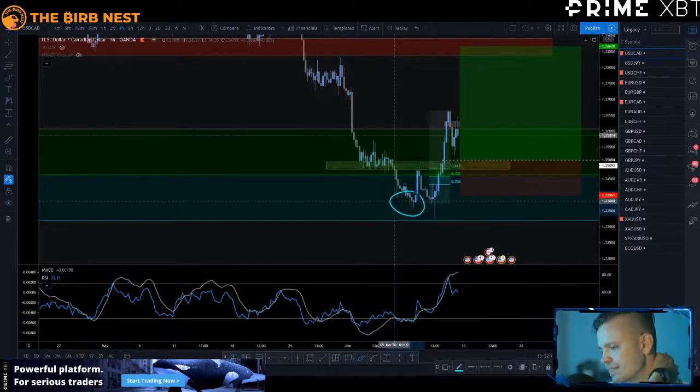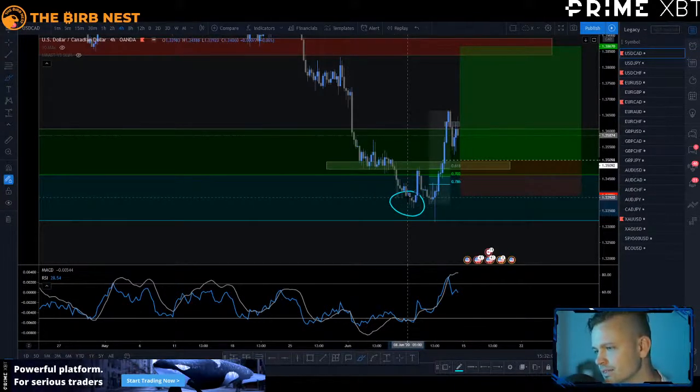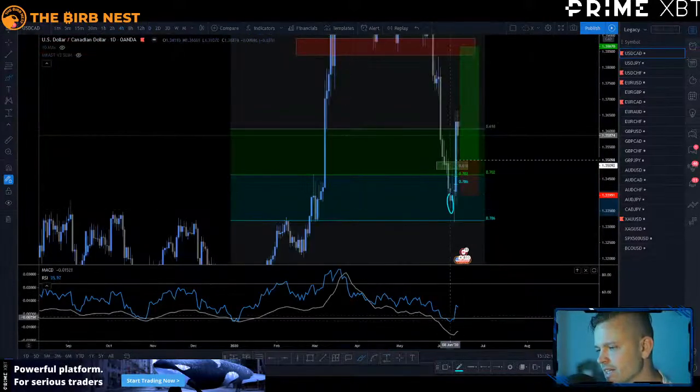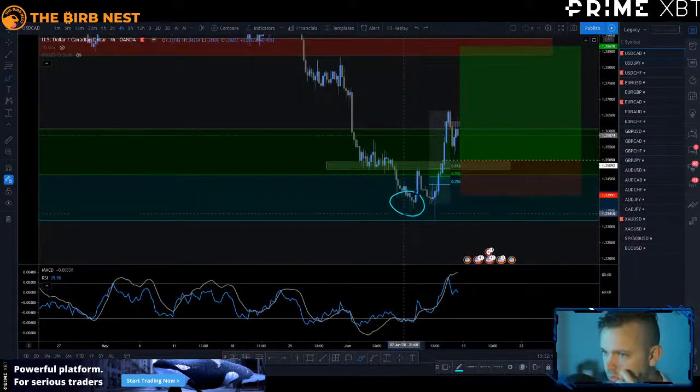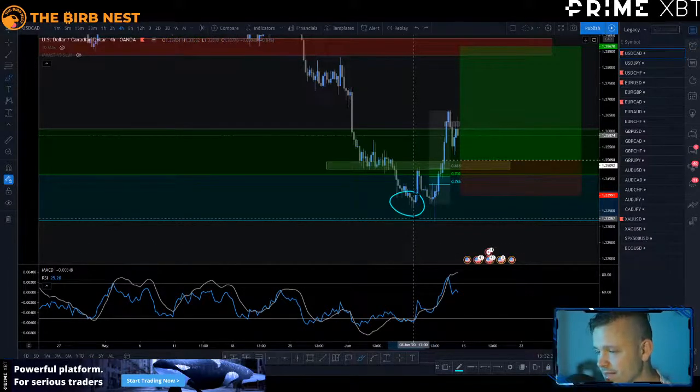Would it make sense to actually just buy when the daily RSI is oversold and the 4-hour shows bullish divergences? Would it make sense to actually just blindly buy on this one? Obviously it would make a lot of sense. And where would the stop loss be?